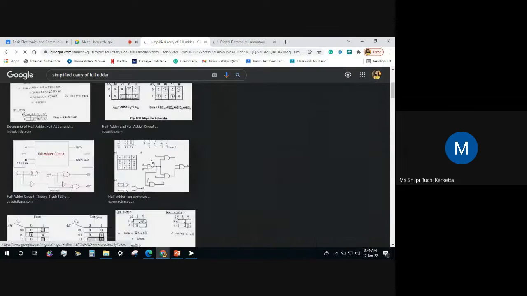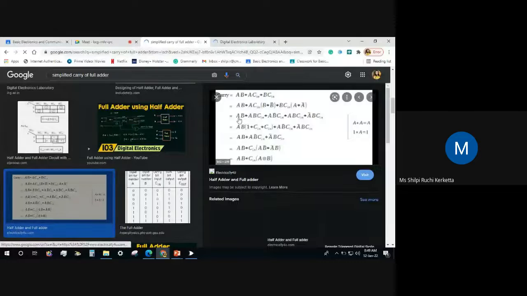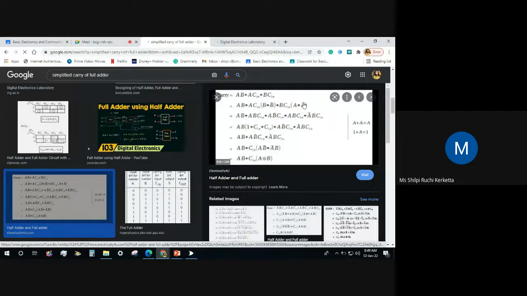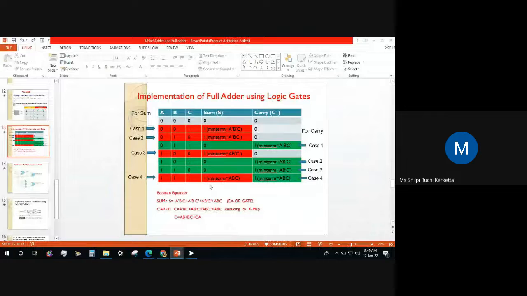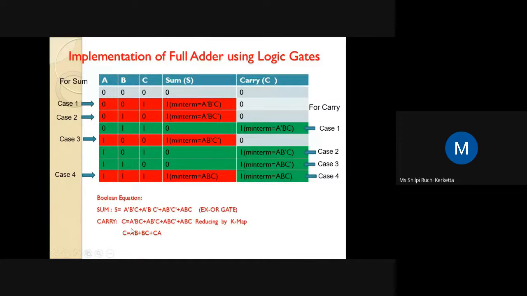For this carry, if we simplify like this, we have to put B into B dash and A into A dash, because that is also 1. So if we simplify it, it will become AB into BC into CA. Here they have taken one common and taken this out, so we will get this part. That's why I'm not telling you the simplification. It is not in the syllabus. So if we simplify this part, it will become AB into BC into CA.